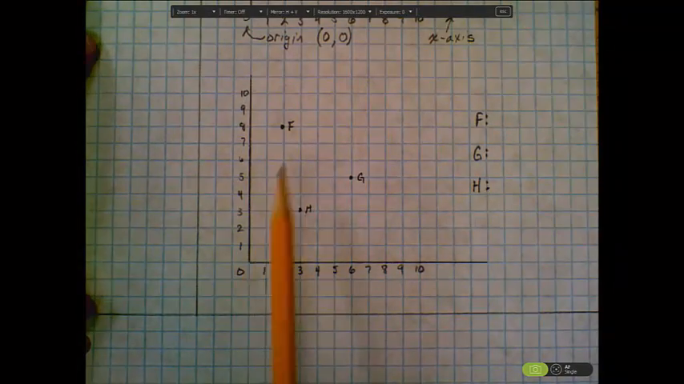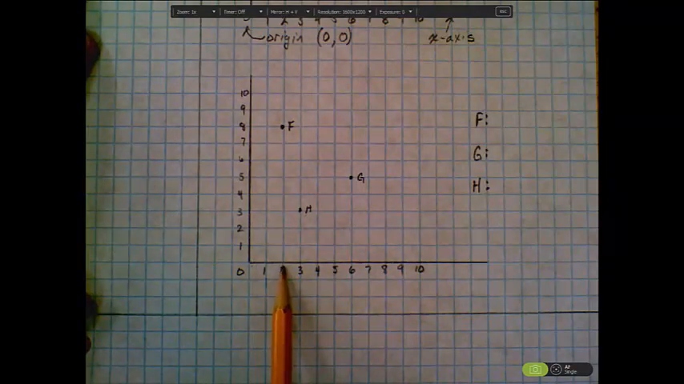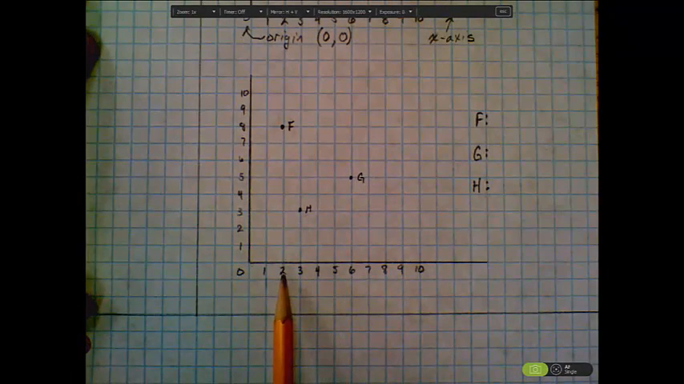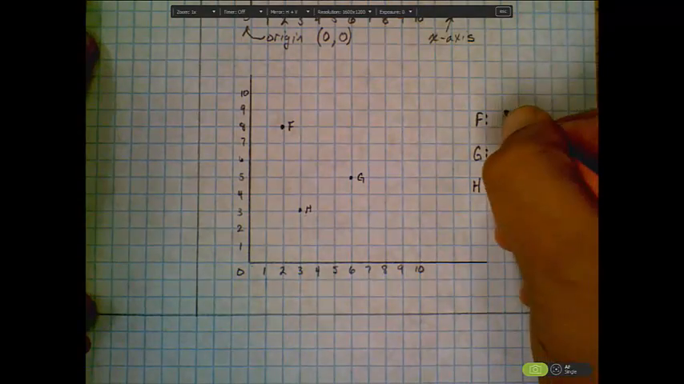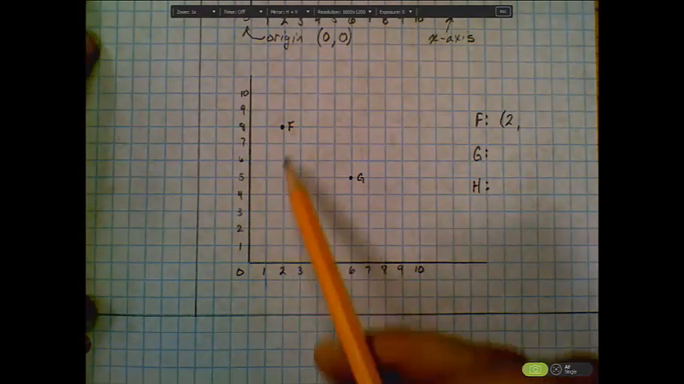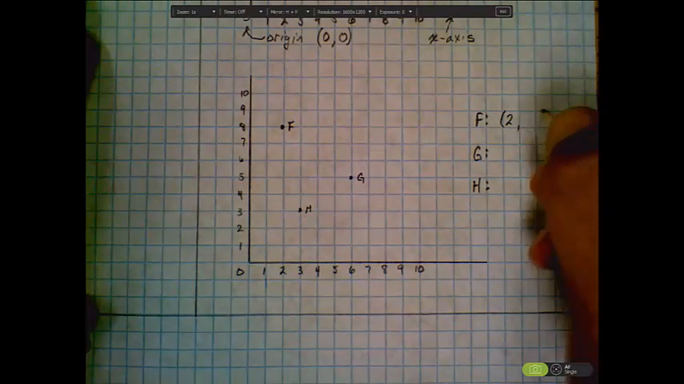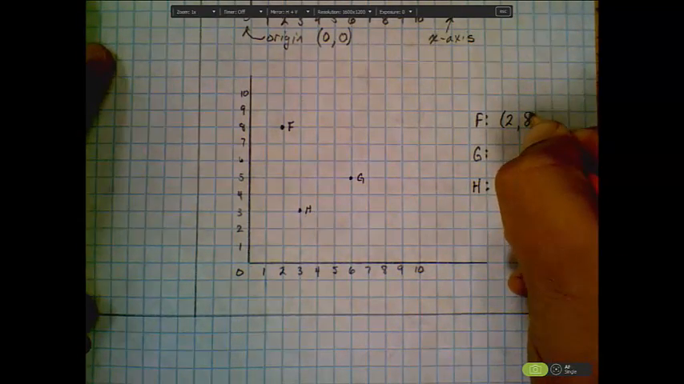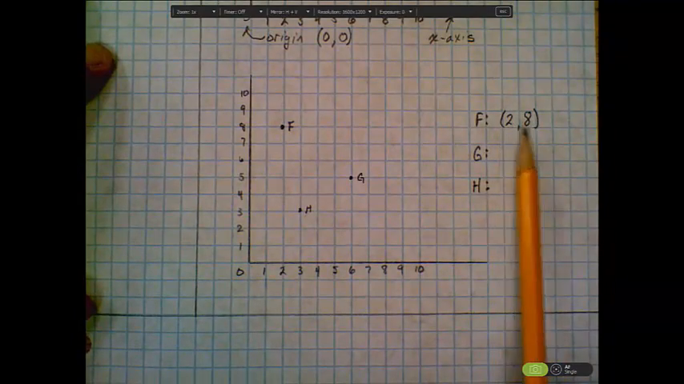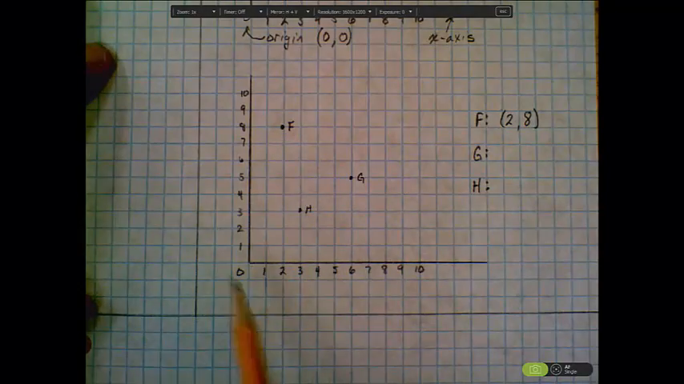So we're going to look at F first. We're going to see that you have to count over 2 places in order to line up with the F. So that means the X value is going to be 2. And then you have to go up 8 spaces, and so the Y value is going to be 8. And so we write the ordered pair 2, 8 in order to represent the location of point F.